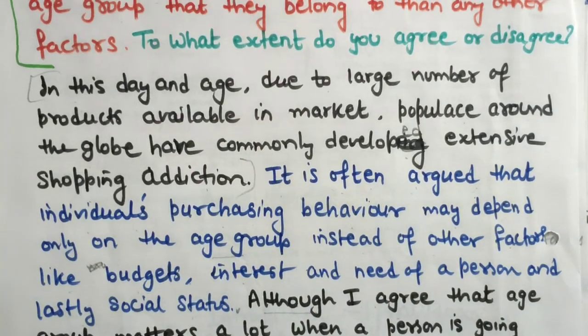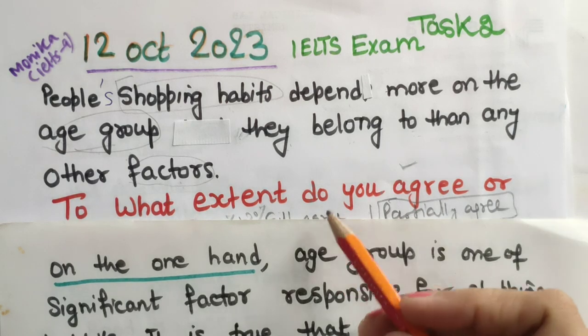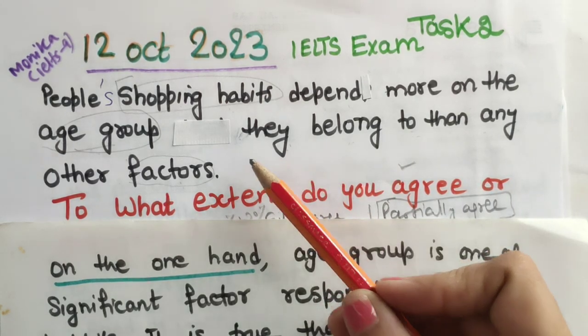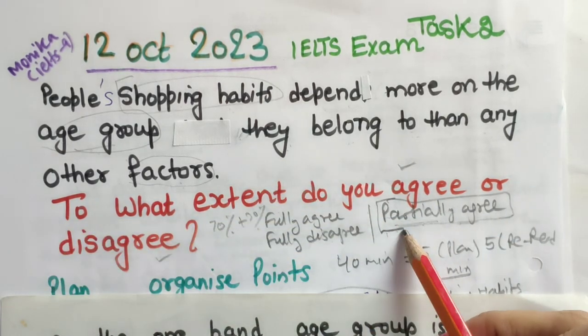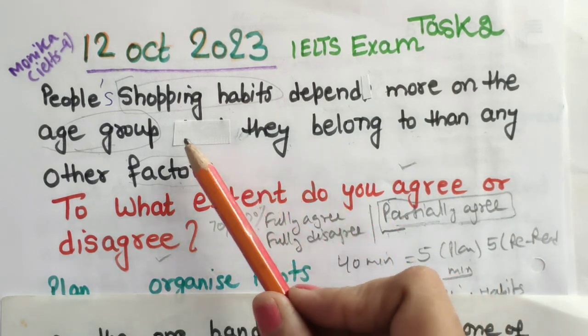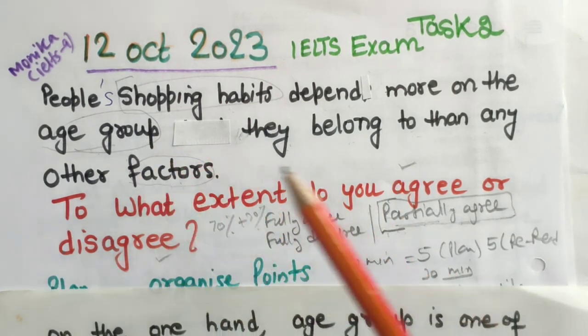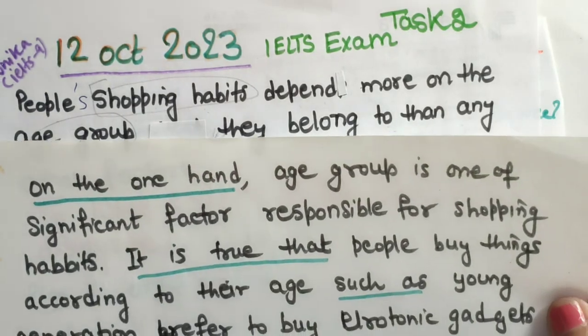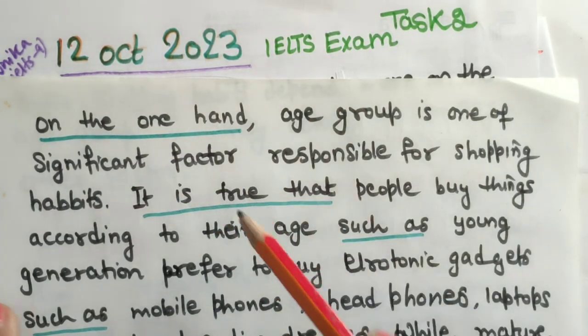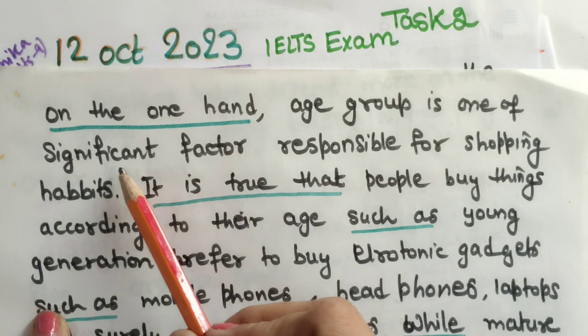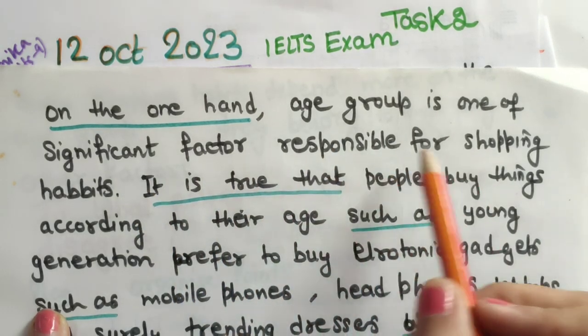Okay, now coming to body paragraph 1. Again I am showing you the question. We will be doing a partially agree essay. So in the first body paragraph I will be writing about the age group point of view. I will start my essay with: on the one hand, age group is one of the significant factors responsible for shopping habits.